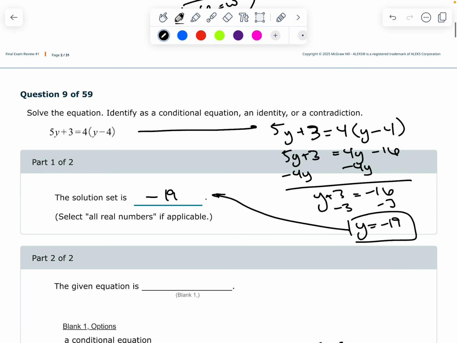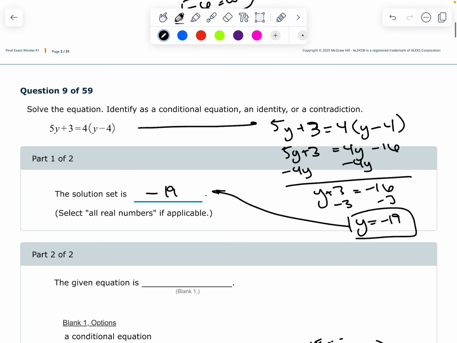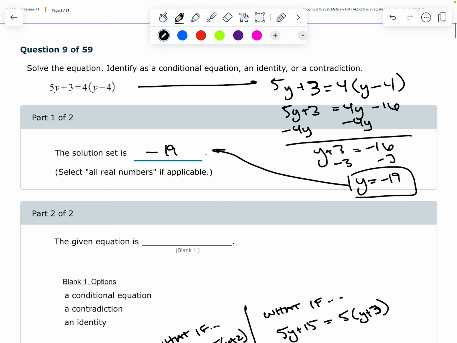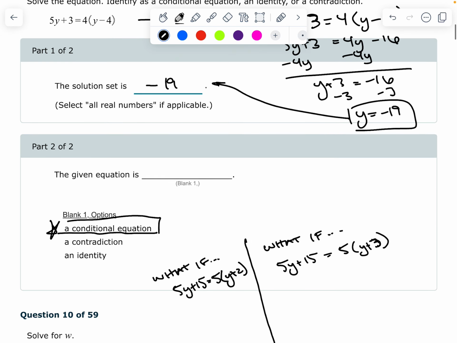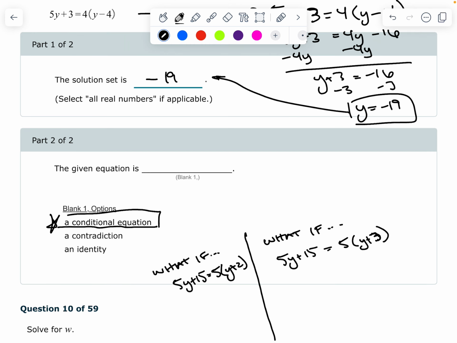If you ever get just a number answer, you'll have one of these where you have to classify it. A number answer, that's a conditional equation. If you just get one answer, x equals so-and-so, y equals so-and-so, that's conditional. I have 2 extra examples here to show you the other 2 options.